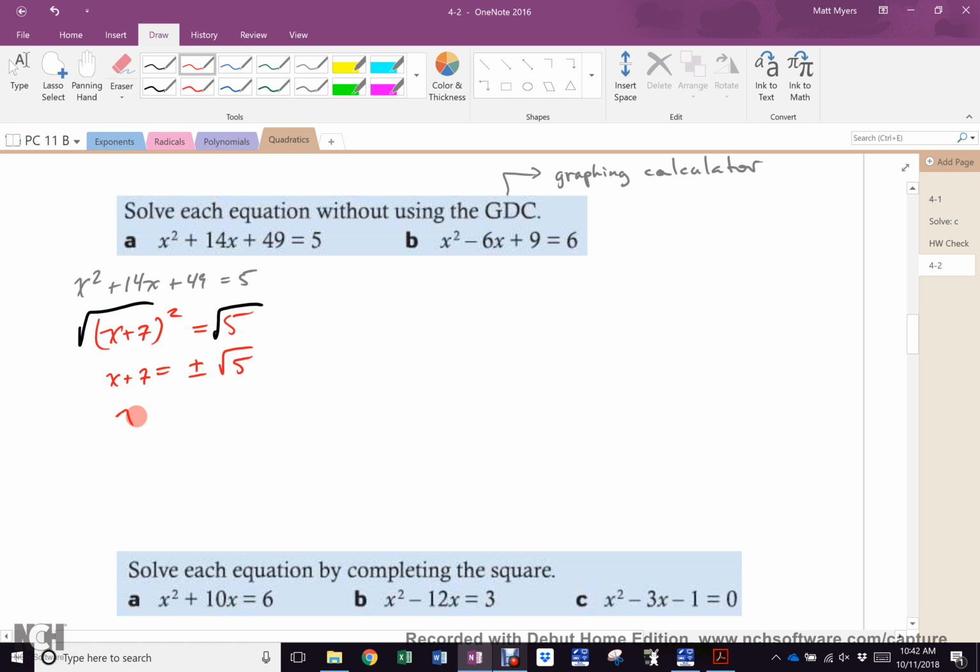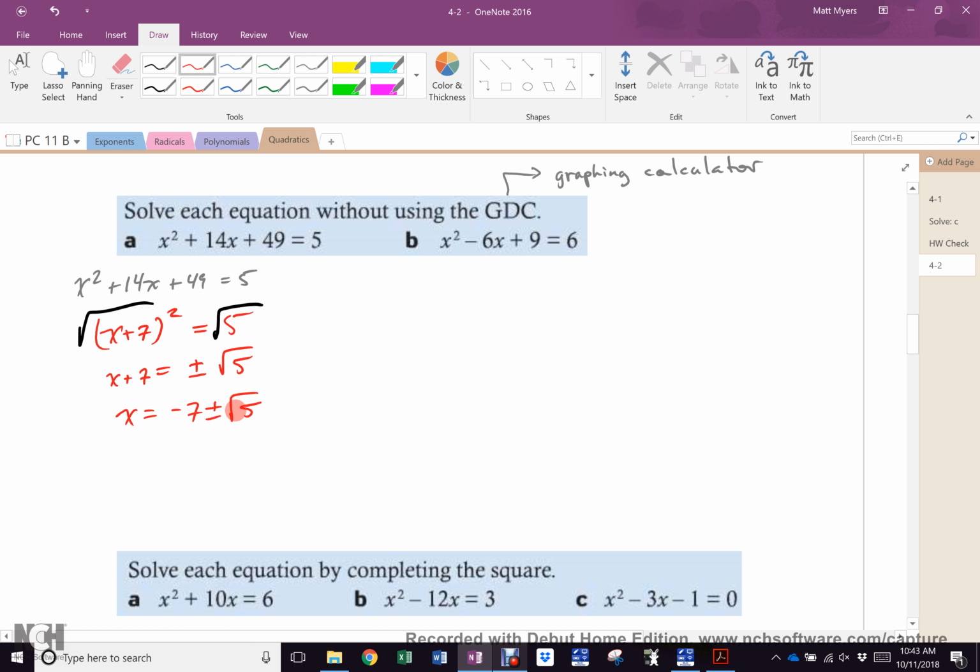So let's isolate it. Where does that 7 have to go? Other side and become what? Negative 7 plus or minus root 5. Now, can I go any further than that? No. X is isolated and we're done.